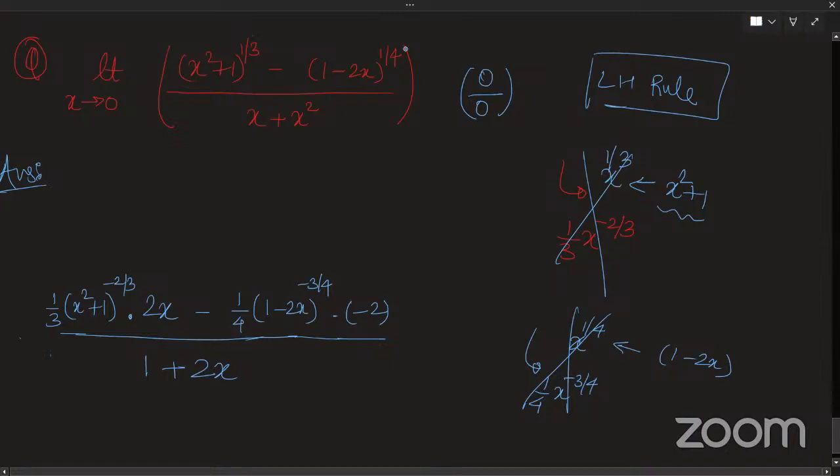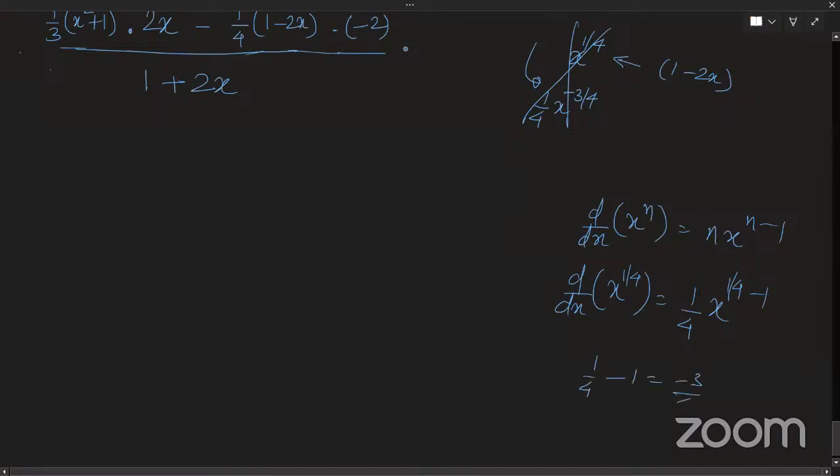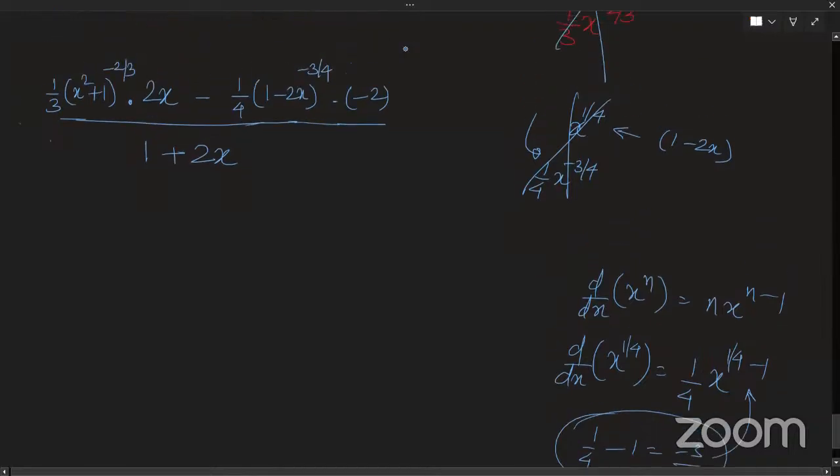Is this correct? How is it 1/4, (1 minus 2x) to the minus 3/4? See, you know what is the derivative of x raised to n? It is n x raised to n minus 1. So dy by dx of x raised to 1 by 4 is 1 by 4 x raised to 1 by 4 minus 1. So 1 by 4 minus 1 is minus 3 by 4.